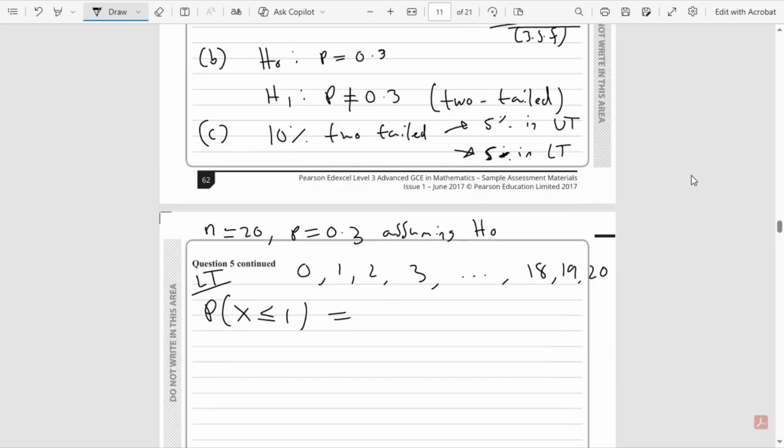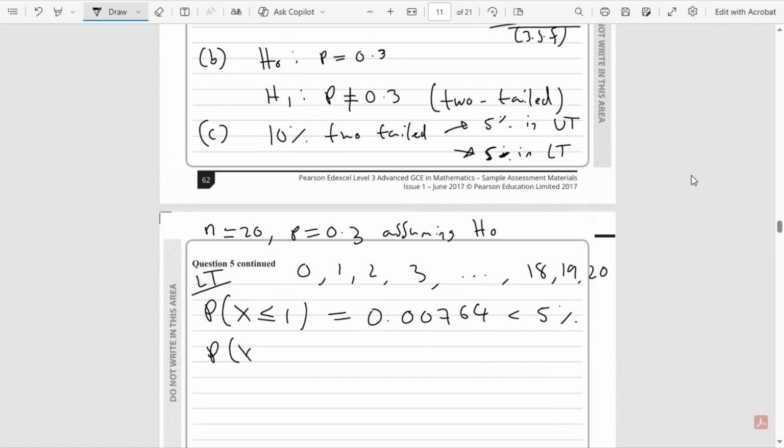So this gives me a probability of 0.0076. That would round to 4. Yeah, 4. So that is obviously less than 5%, the 5% in the lower tail. So 1 is certainly going to be in the critical region, and so is 0. 0 will certainly be in the critical region too.